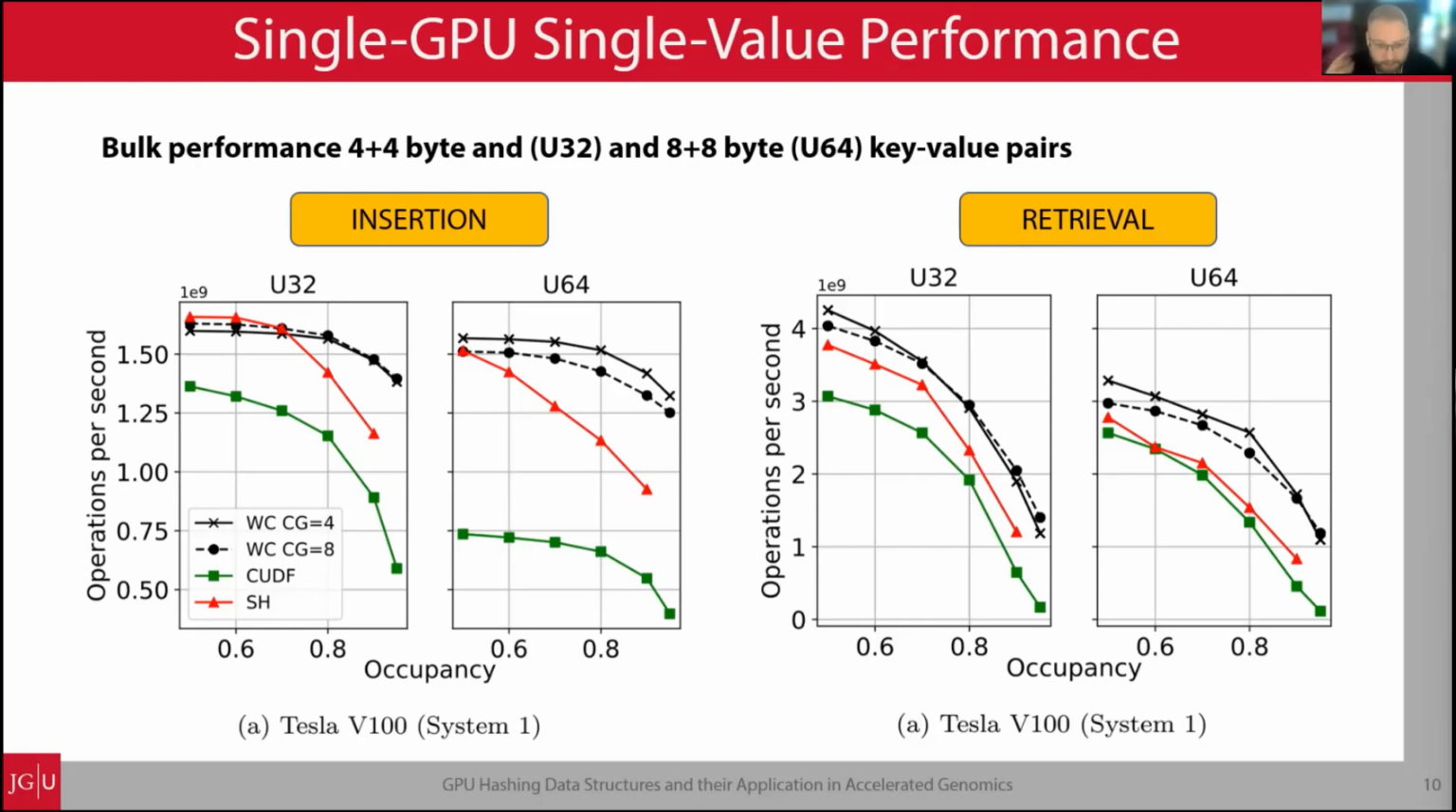Okay, so for insertion, we see that our best competitor, SlabHash, is maybe on par with WarpCore for load factors up to 70%. However, if the target density increases, then WarpCore's cooperative probing scheme is superior. For retrieval, WarpCore consistently outperforms the other implementations while also maintaining robust throughput even at higher load factors.